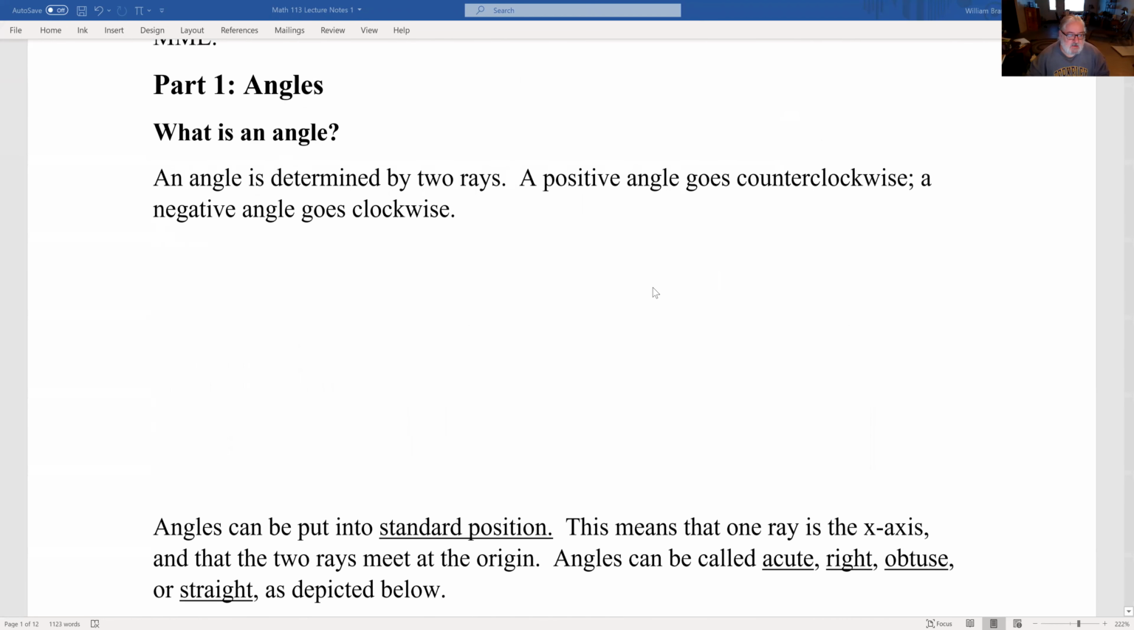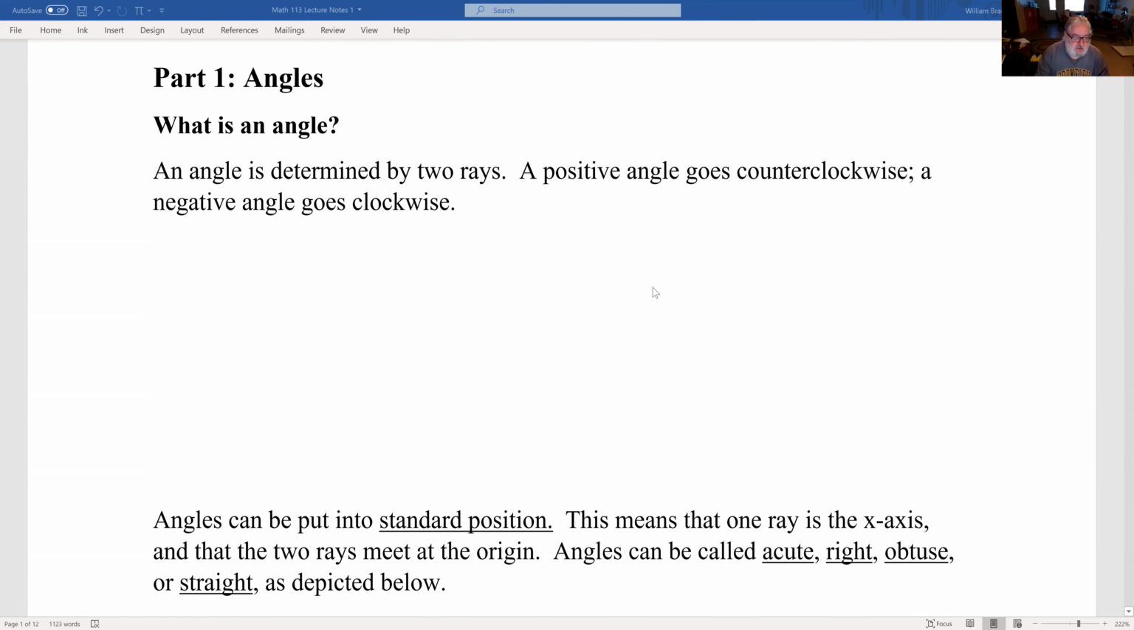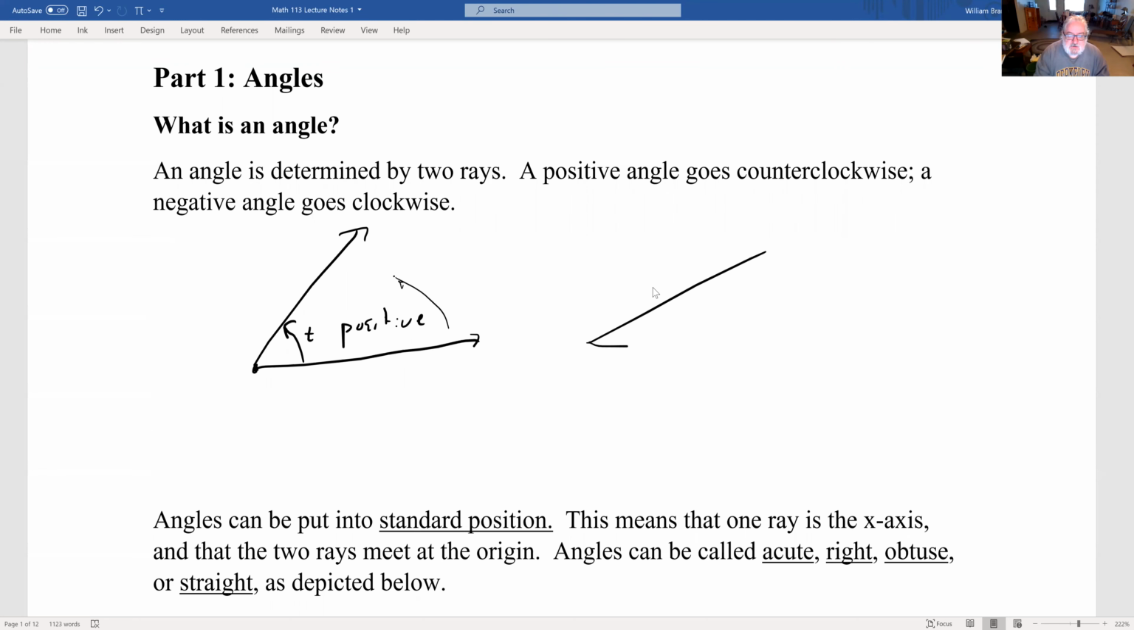So what is an angle? An angle is determined by two rays, right? And so a ray starts at a point and goes off. If we have two rays like this, there's an angle T. This one is a positive angle because it goes counterclockwise, right? This way. If I have two rays and an angle, I usually don't put the arrows at the end of the rays. If we went this way, that would be a negative angle.